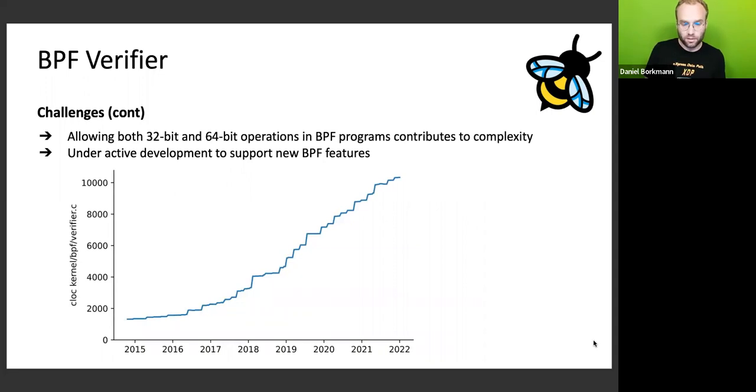One thing that has been a complex area is the 32 and 64-bit operations, ALU, and the bound tracking there. That made the verifier quite complex. And again, with the active development from the community, you can see the number of lines of code over the years. It's been growing quite a bit.